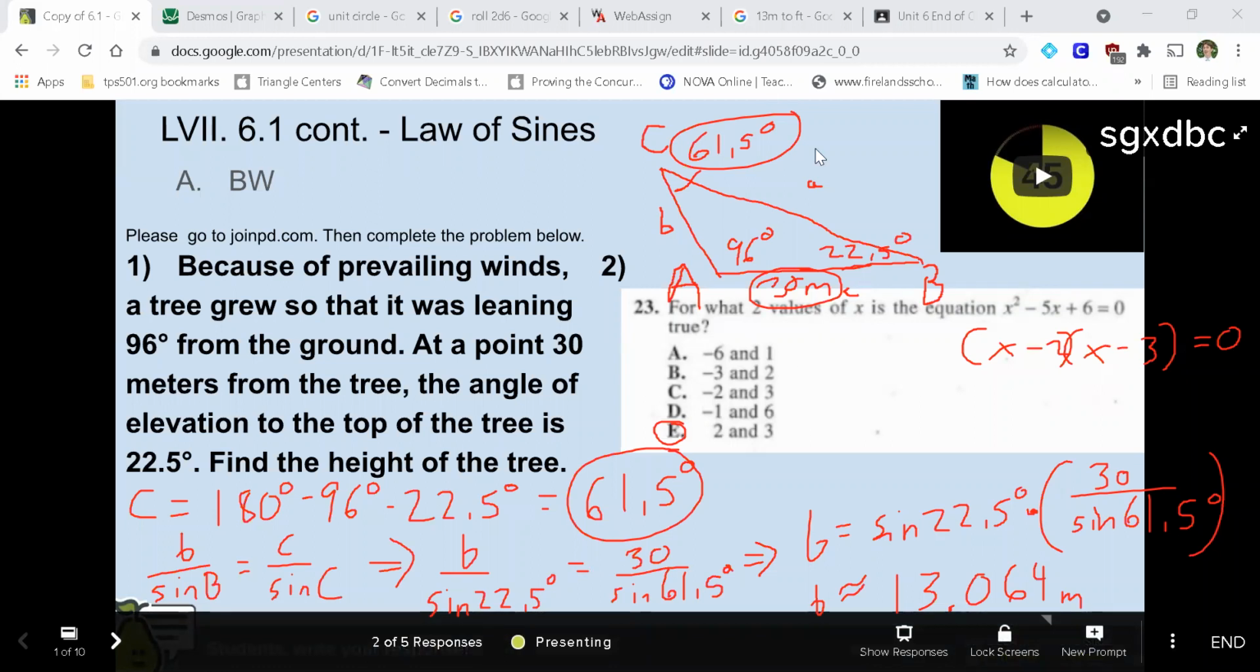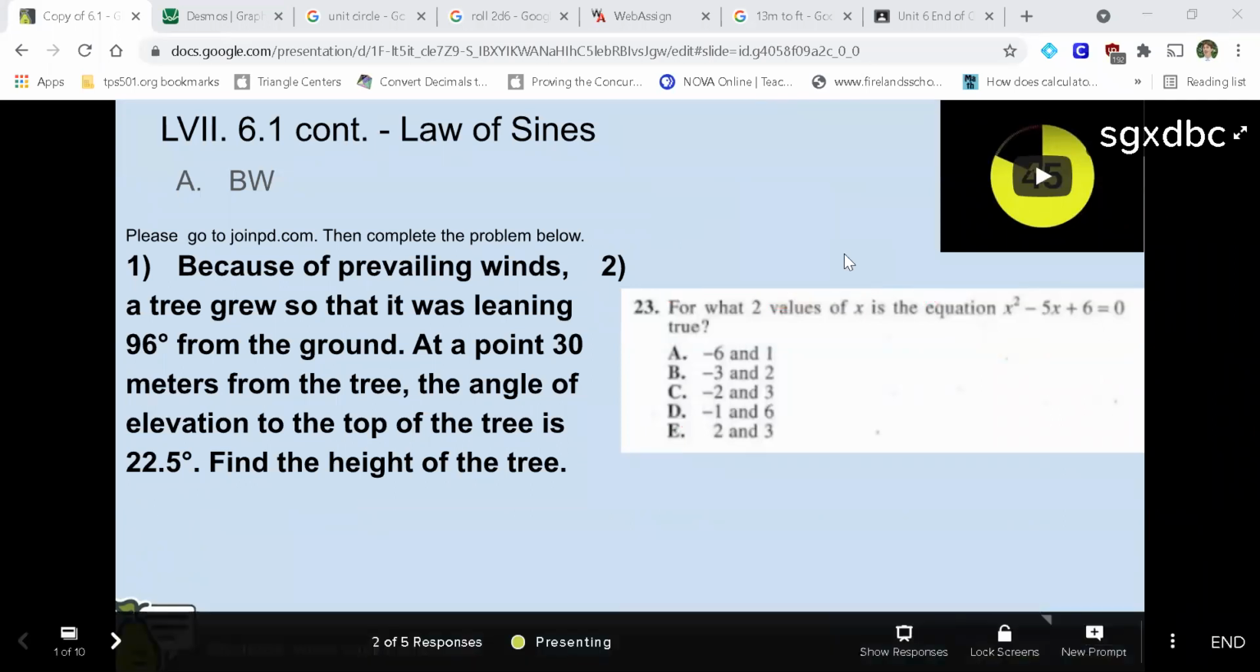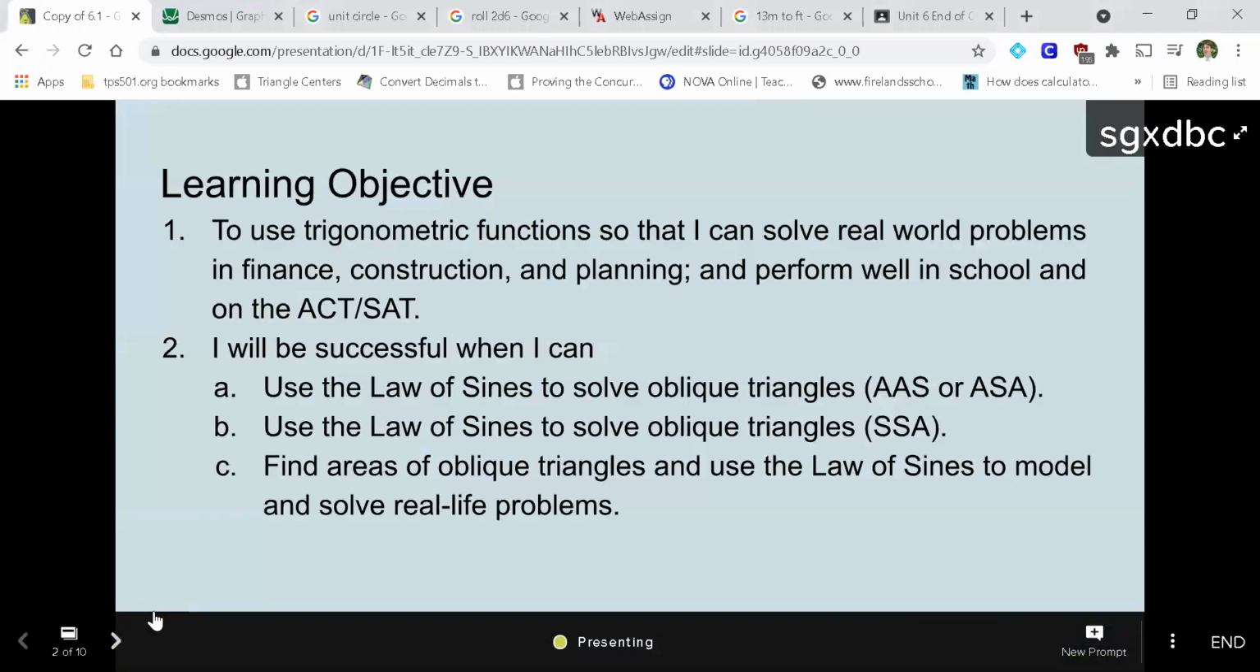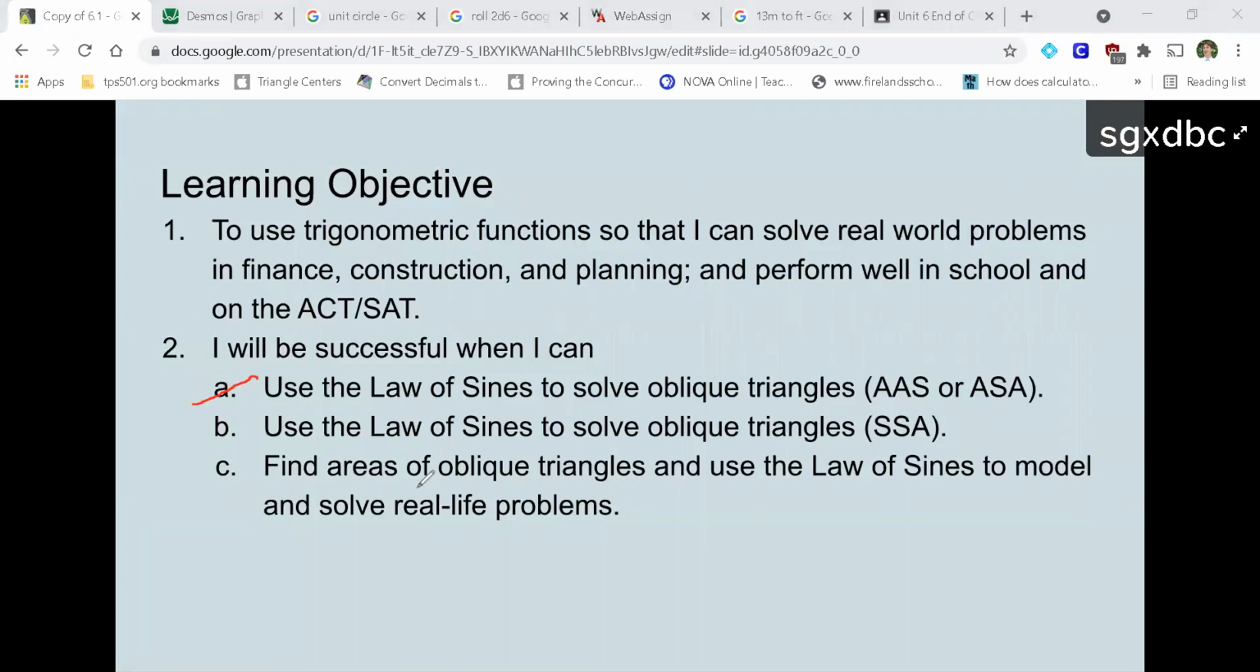Questions about the bell work? Alrighty then, we get to do the last sides today. Finish that out. This will be exciting. So we did this already, 2 angles and a side. Today, we're going to do the ambiguous case, 2 sides and an angle.